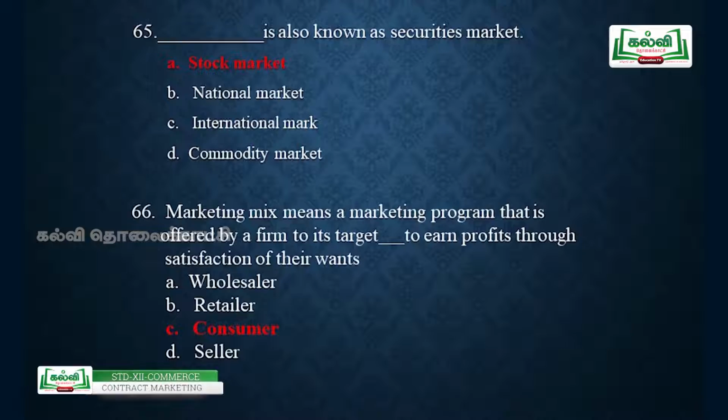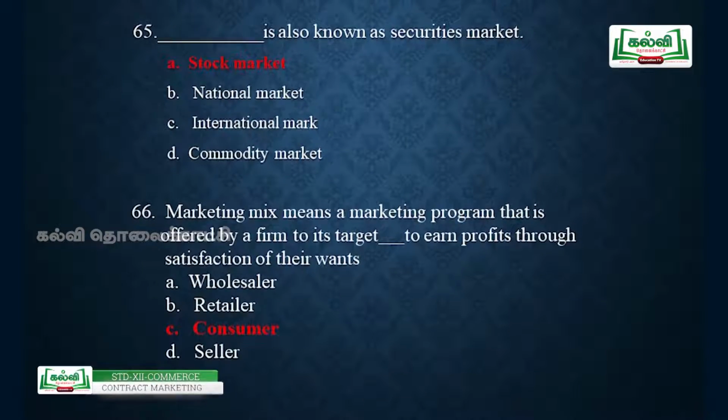The next one, 65. Dash is also known as securities market. Option A, stock market. Already we have seen in question number 63 that stock exchange market is also called securities market. Stock market deals with shares and debentures. National market and international market are the 2 types of markets classified by region. Option D, commodity market, deals with products like petrol, diesel and all the petroleum products. So option A, stock market, is the correct answer. Stock market is also known as securities market.